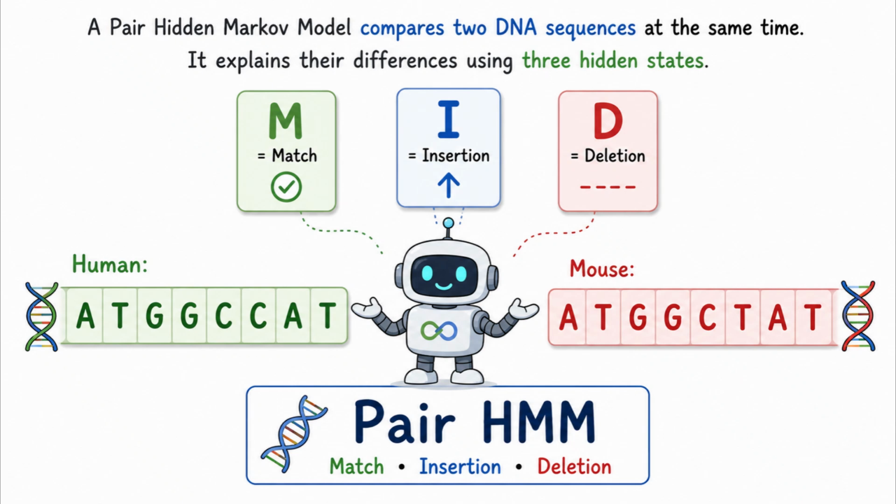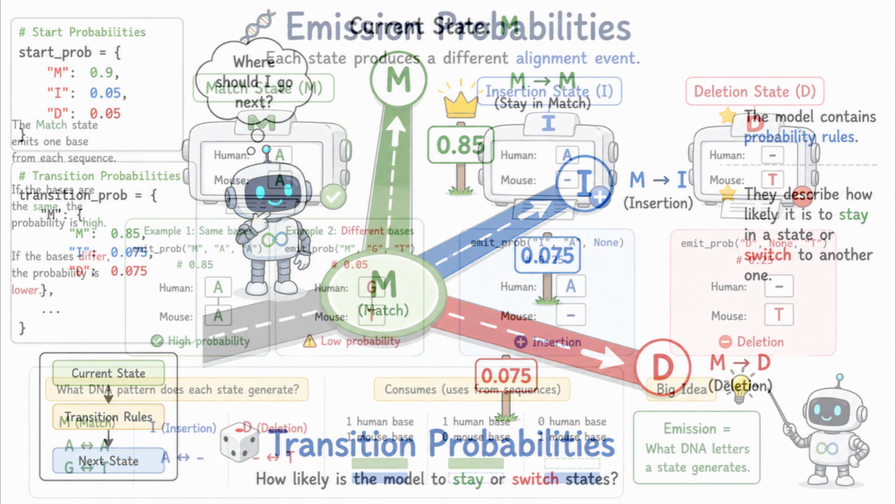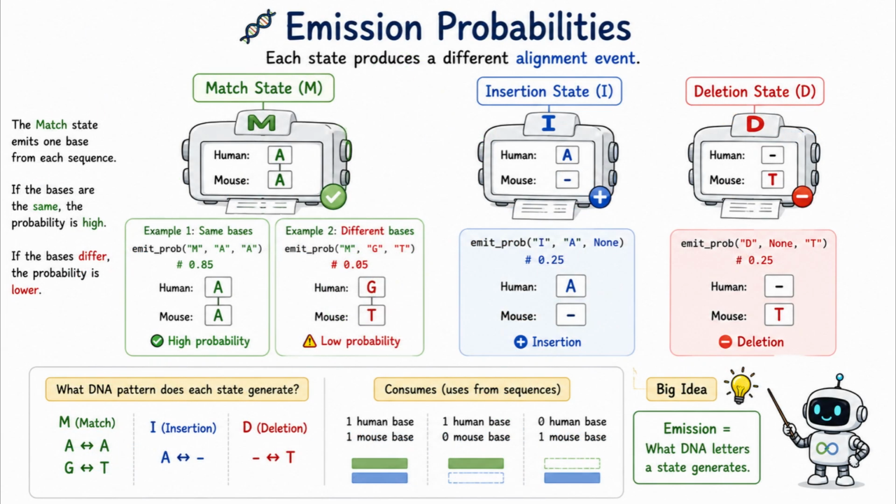A pair hidden Markov model compares two DNA sequences at the same time. It explains their differences using three hidden states. The model contains probability rules. They describe how likely it is to stay in a state or switch to another one. Each state produces a different alignment event.